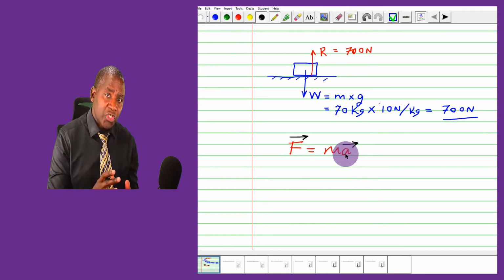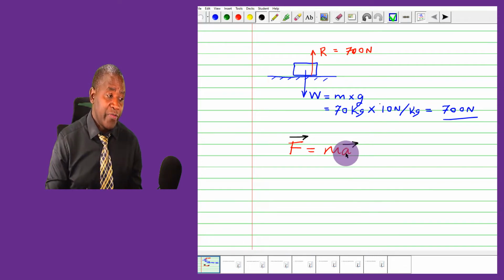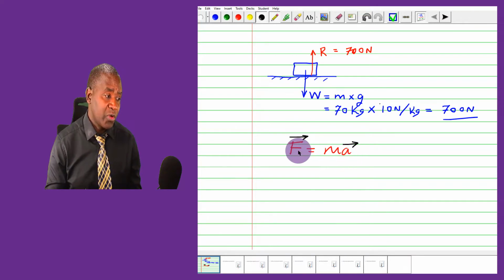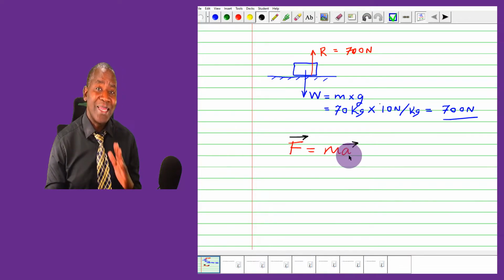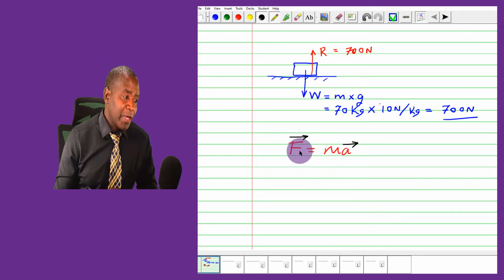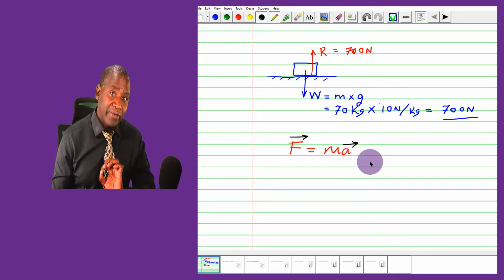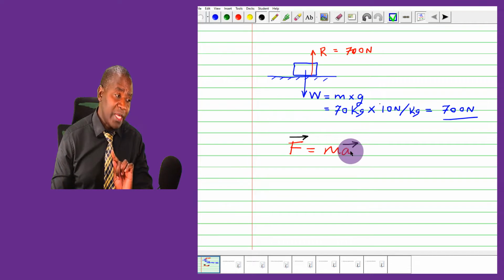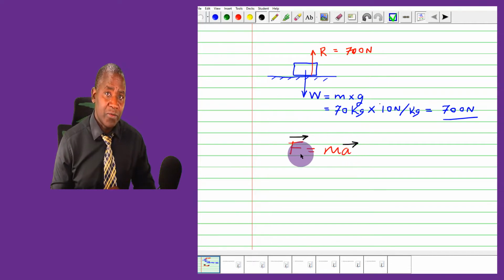The converse is also true, that if we know the direction of the force, we should know the direction of the acceleration, because the two are always in the same direction. After all, the two are vectors, and because one is producing the other, in this case, the resultant force is the one which produces the acceleration, then the acceleration should be in the direction of the resultant force.